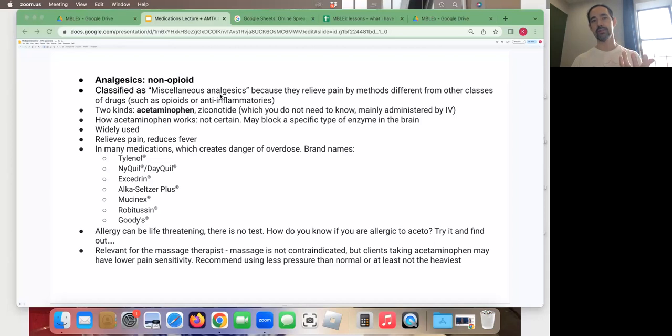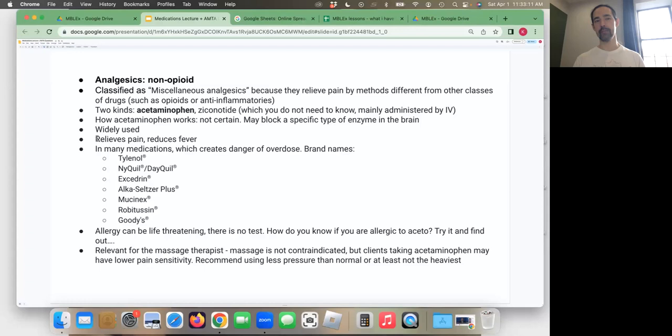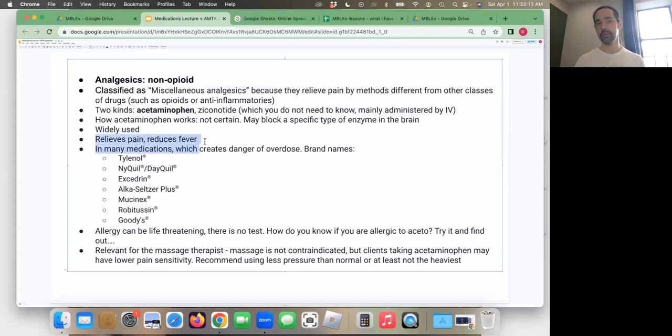It's not even really well understood what the mechanisms are, but they think it has something to do with maybe blocking an enzyme in the brain. In the case of acetaminophen, they just know that it works, and in addition to relieving pain, it also reduces fever. It's used so widely that it's not just taken on its own as an analgesic.